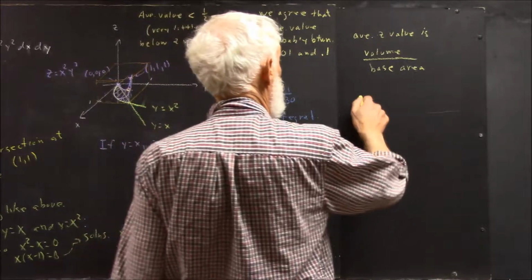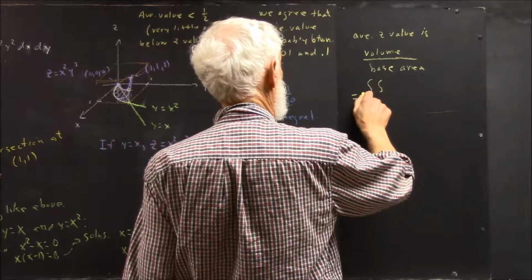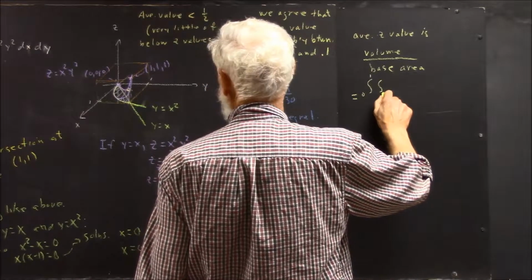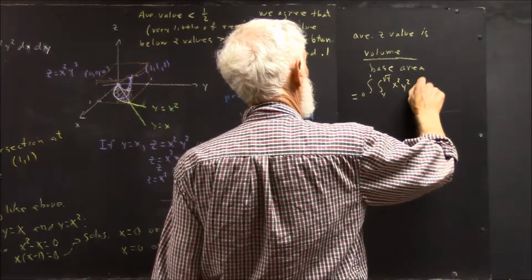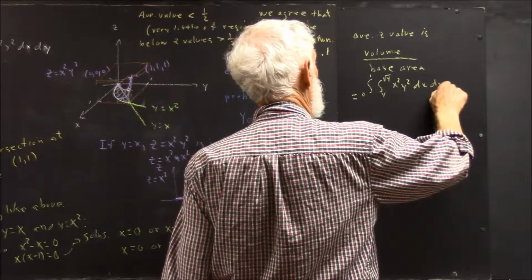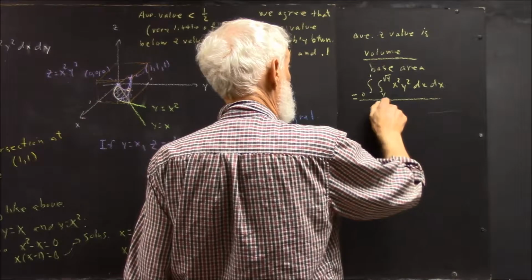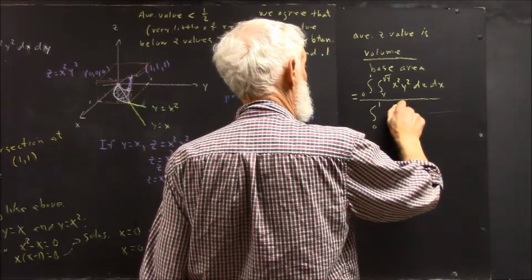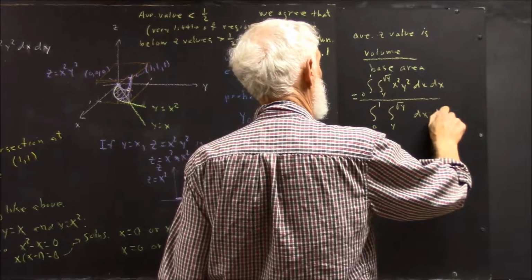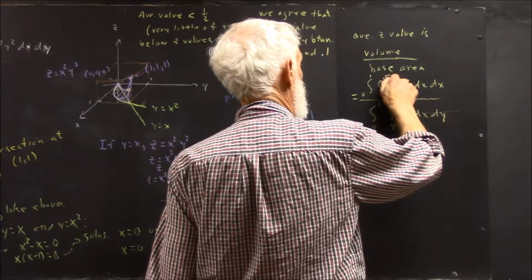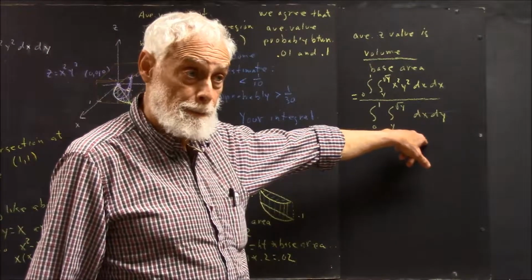Well, that is what? That's the integral from 0 to 1 and from y to the square root of y of x squared, y squared, dx dy, divided by the area, which is just that y looks like a 4. Okay, right?